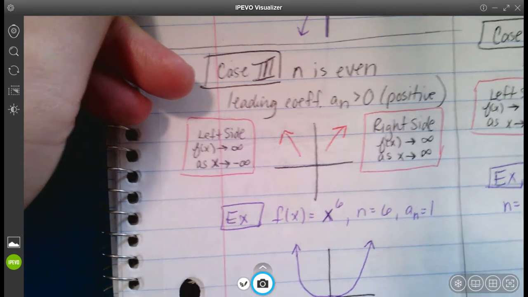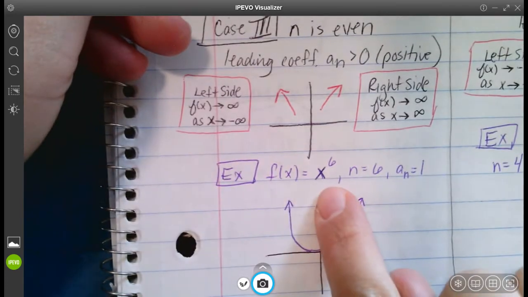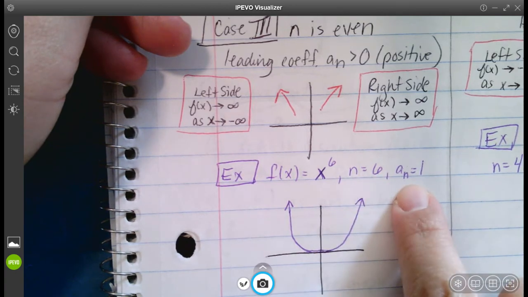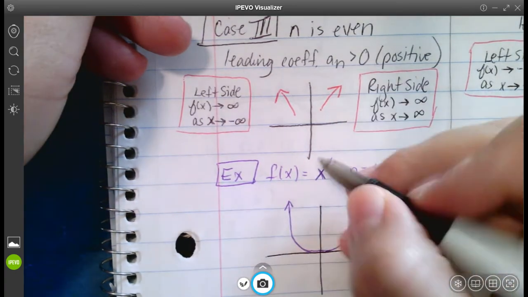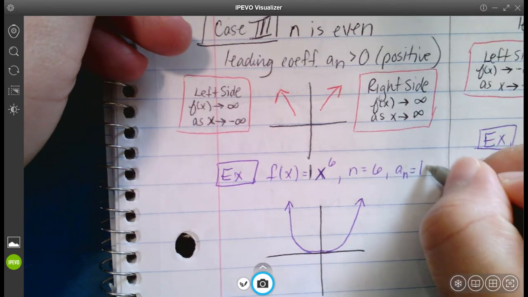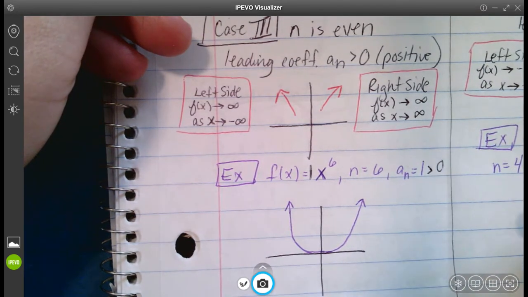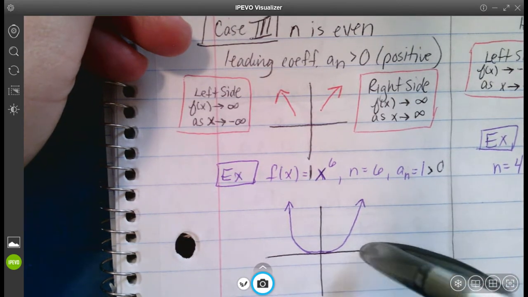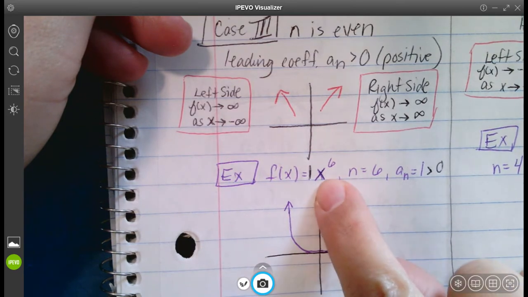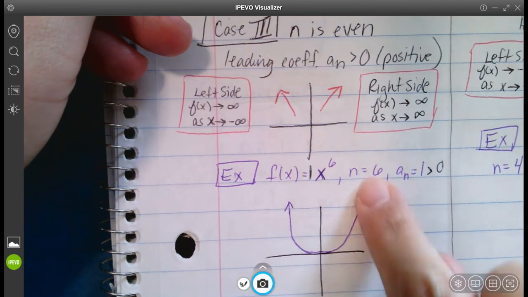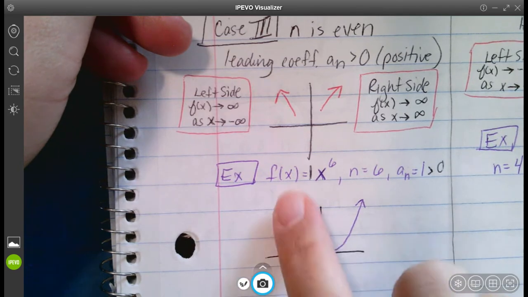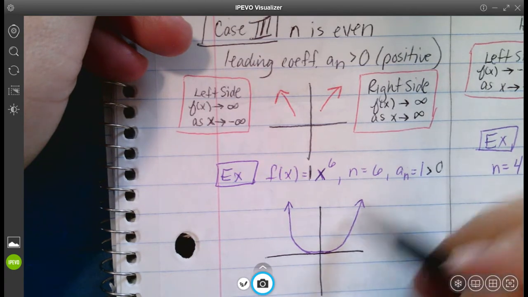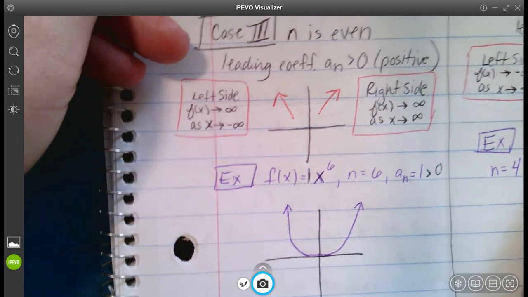And we have an example that goes with that. F of x is equal to x to the power of 6. 6 is an even number, n equals 6, and a sub n is equal to 1, because again, you remember there's that 1 there. So it is positive, greater than 0. So you can see that both of them are going up. If you remember from the previous page, this is kind of like one of your power functions, so it's centered around the origin, and it just gets wider and wider, flatter to the x-axis. So yeah, both going up. Okay, that's it for that one.